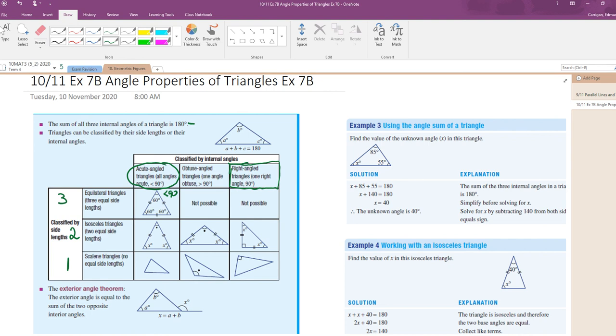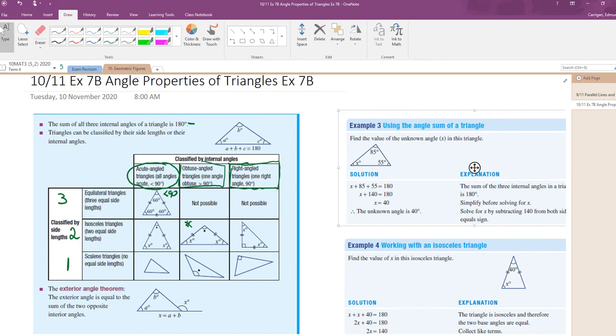And if it hasn't got a right angle, but we have one angle which is bigger than 90, it is an obtuse angled triangle. So we couldn't have an obtuse angled isosceles triangle, because the angle which is not equal is bigger than 90, and then the other two are equal and smaller than 90. We can have an acute angled isosceles. We can have a right angled isosceles with 90 and two 45s.